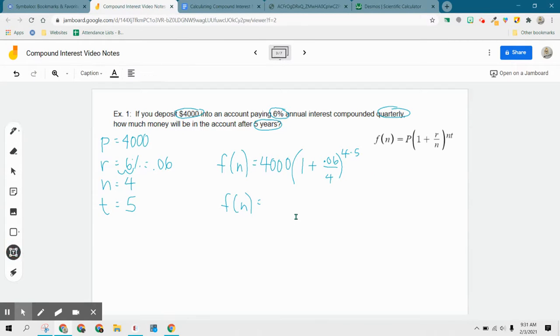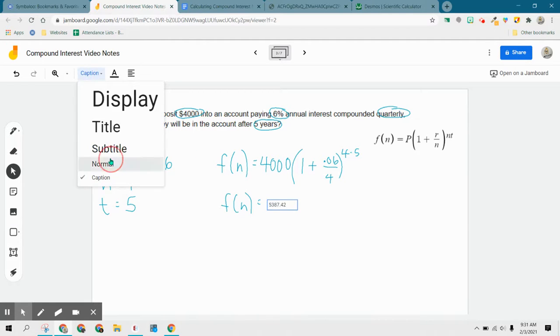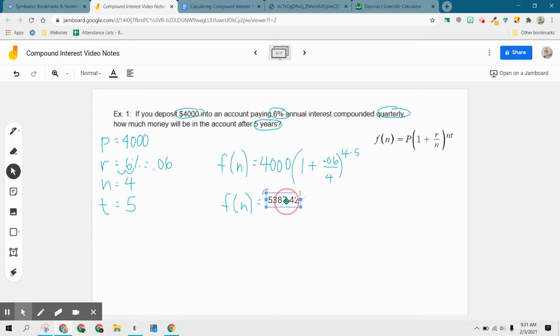So over here, I am just going to copy and paste that. There's my answer, 5387.42. And I'm going to put a dollar sign on that, of course. So that's the amount of money that would be in the account after 5 years. Okay, so let's think for a minute. If they started with $4,000 and now they have $5,387.42, how much free money did they get there? How much interest have they actually drawn?